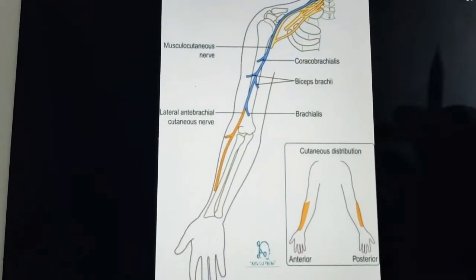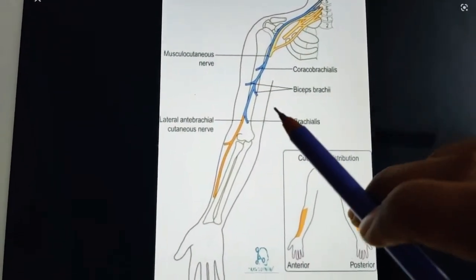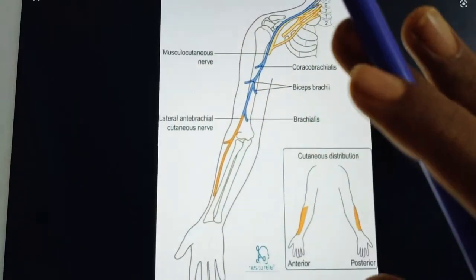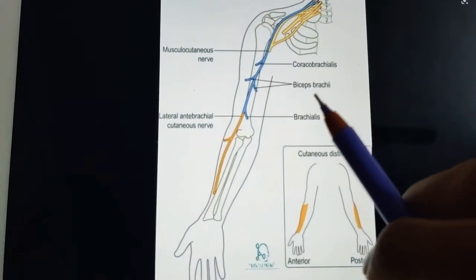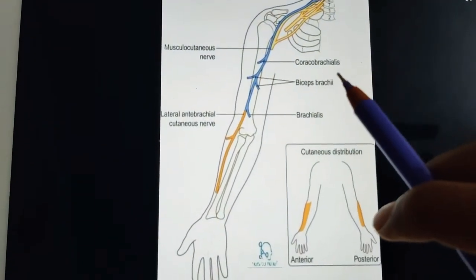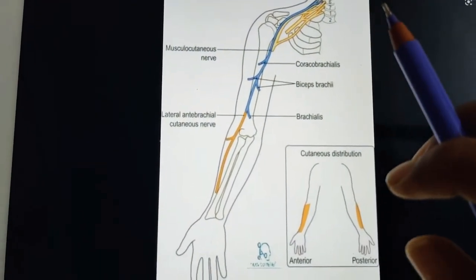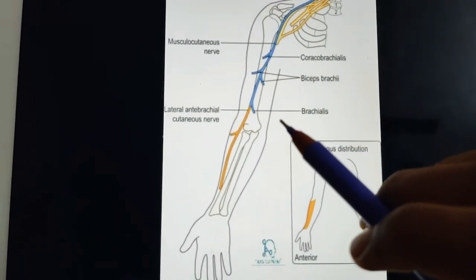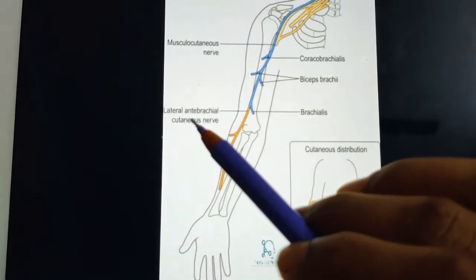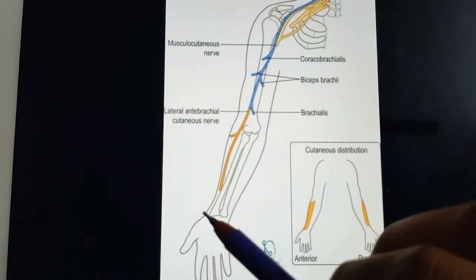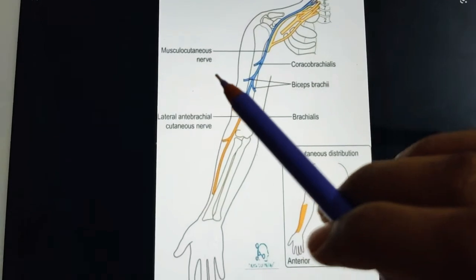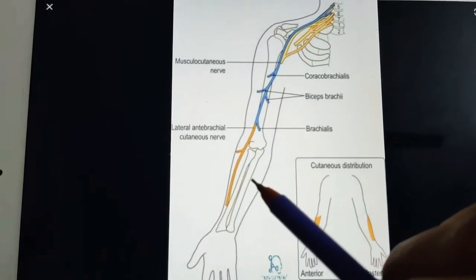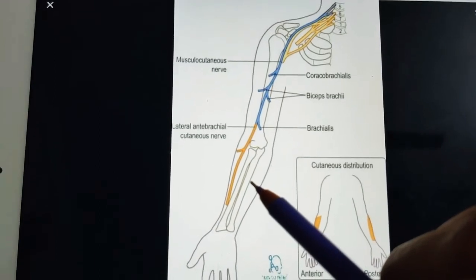If you remember, that is the coracobrachialis on the medial side, biceps brachii, and brachialis, right? So only three muscles are present in your arm's anterior compartment. These are all supplied by the musculocutaneous nerve. That's why it is the main nerve of the arm, and it continues below the elbow as the lateral cutaneous nerve of the forearm. If you see here, the lateral antebrachial cutaneous nerve. So the musculocutaneous nerve only continues as the lateral cutaneous nerve of the forearm, right? That is important to remember.